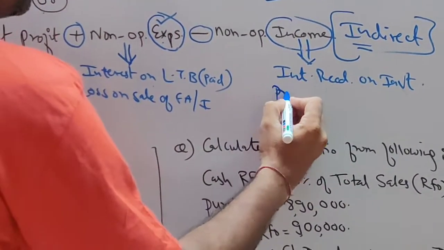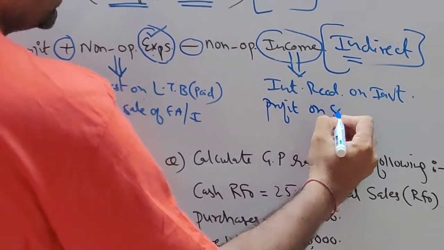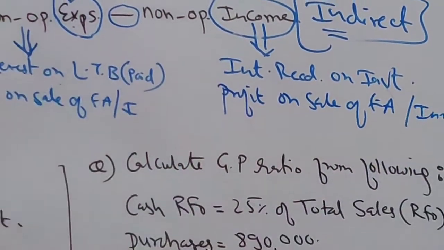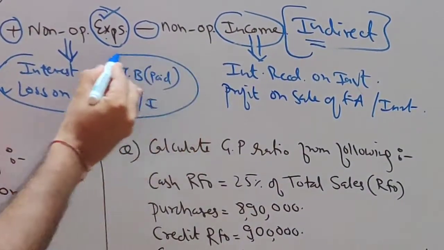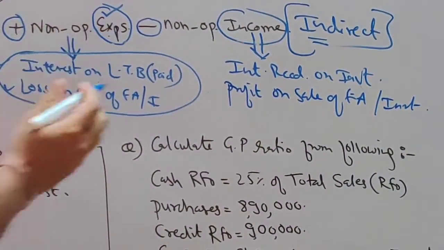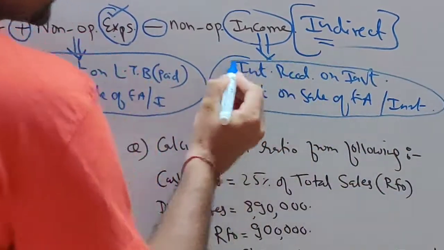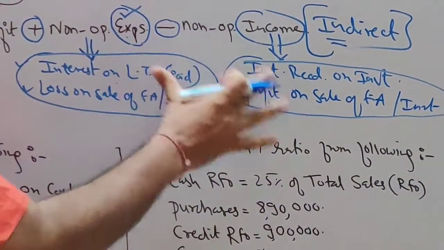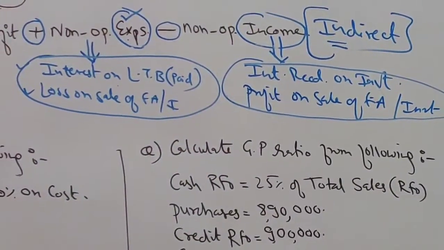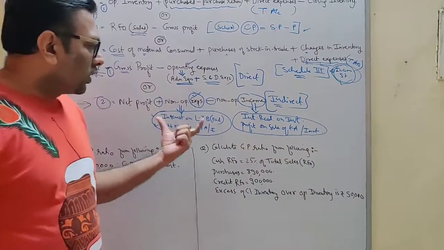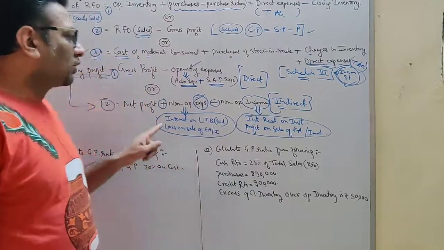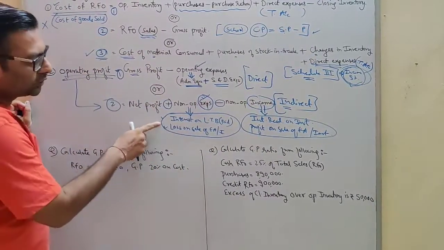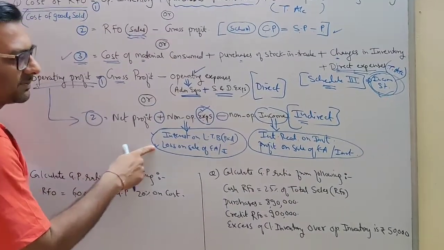Opposite of loss is profit on sale of fixed asset and investment. So these are the two items which come under non-operating expenses, and these are the two items which come under non-operating income. I want you students to copy this down along with this video. If you don't get time, just pause the video and copy it down. Am I clear? This is how you will remember both the items of non-operating expense and income.